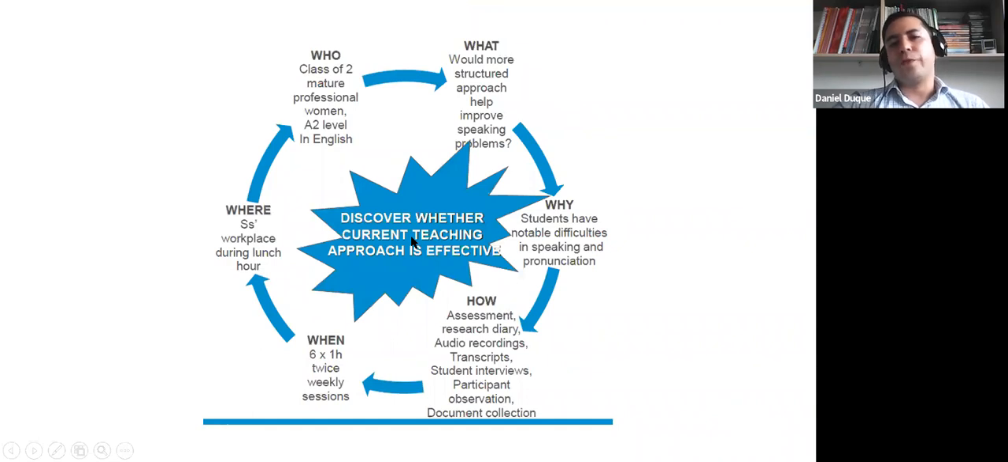Here's an example of action research taken to a classroom. Okay, so here the problem is to discover whether the current teaching approach is effective. And then you just have to answer simple questions such as the ones we have here. What they want to research, why they want to research it, who they want to research, where they want to research, when they want to research, and how they want to do it. Okay, so this can be applied to any of the problems or processes that you want to improve, either as coordinators or as teachers in your classes.